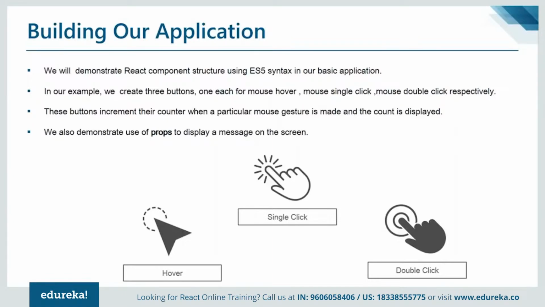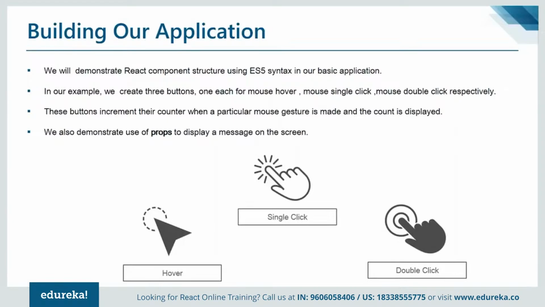In the demo example, we are going to create three buttons. One is the single click button, which on a single click will increase the counter, let's say from 0 to 1, 1 to 2, 2 to 3, and so on. We will have another button, which is the double click button, which will increase the counter on double click of the mouse. And finally, the third button, a hover button, which will just increment the counter by hovering of the mouse.